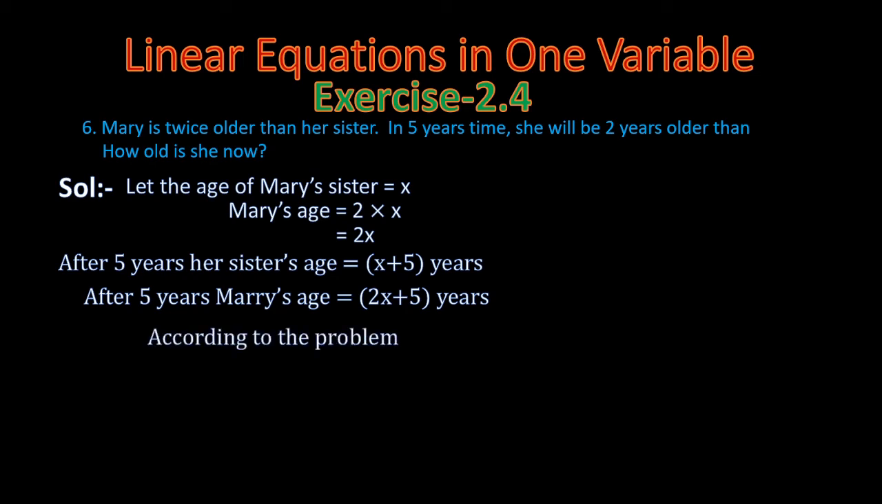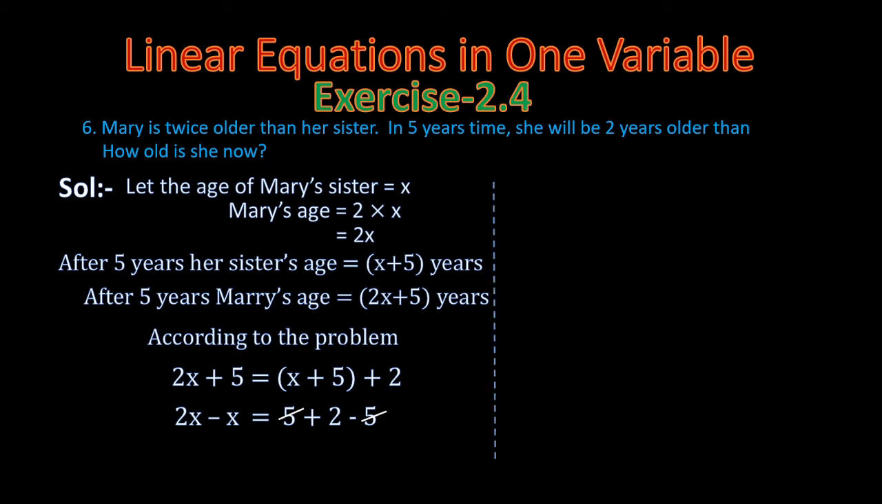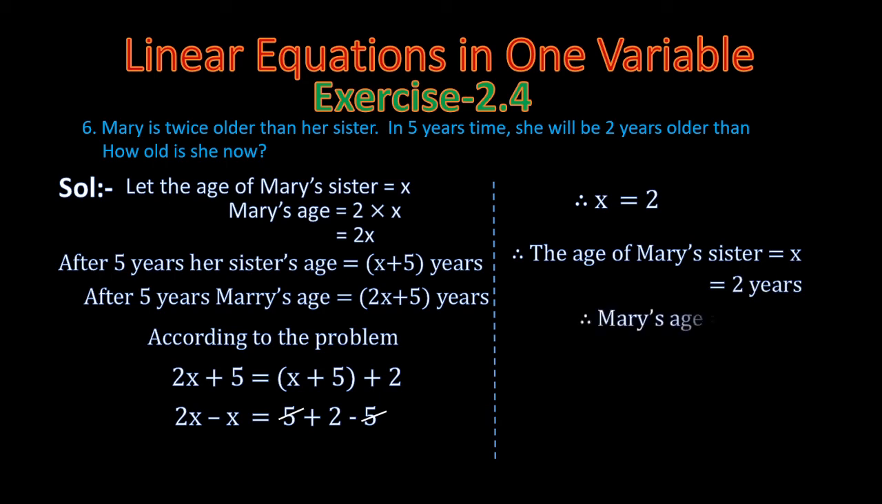According to the problem, 2x plus 5 is equal to x plus 5 plus 2. 2x minus x is equal to 5 plus 2 minus 5. Plus 5 minus 5, both are cancelled. Therefore, x is equal to 2. The age of Mary's sister is equal to x, that is equal to 2 years. Mary's age is equal to 2x, that means 2 twos are 4 years.